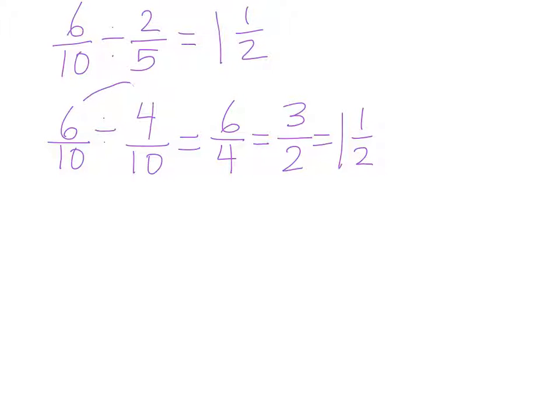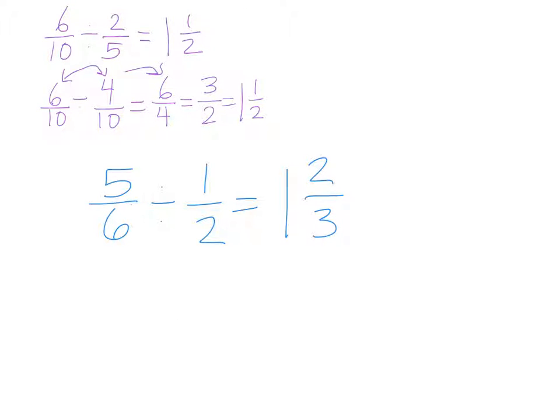So 6 things divided by groups of 4, I end up with 6/4. 6 divided by 4. Interesting. The second problem was 5/6 divided by a half, and I found that that was 1 2/3.